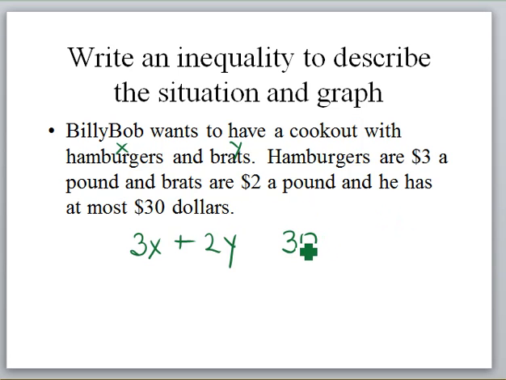What that means is I can't spend over $30. This number has to be the bigger number. I can't spend $40 because he doesn't have $40 to spend. So this one has to be the bigger number. It could be less than or equal to. So the amount of money I spend can be less than $30 or equal to $30, but not more. What I'm going to do is take this inequality, 3x plus 2y is less than or equal to 30. I'm going to plot it on a graph so you can see the different situations that can happen.